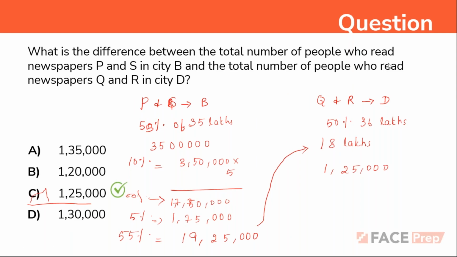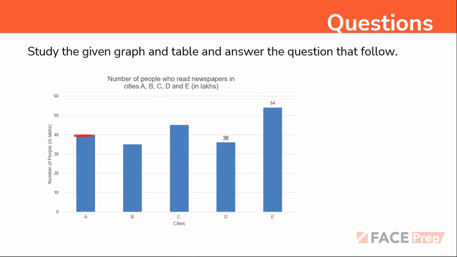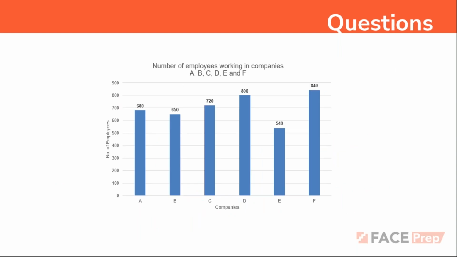I guess this one. So this one I just need to find the difference. That's it. I'll be calculating the total number of persons in city B and total number of persons in city D. After that, I can just take the difference. Yes, thank you.